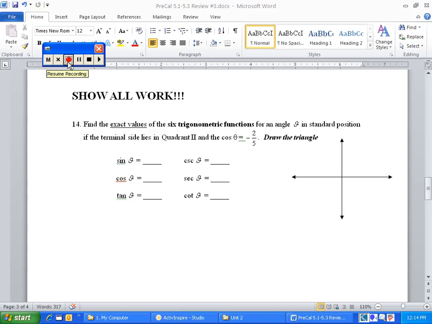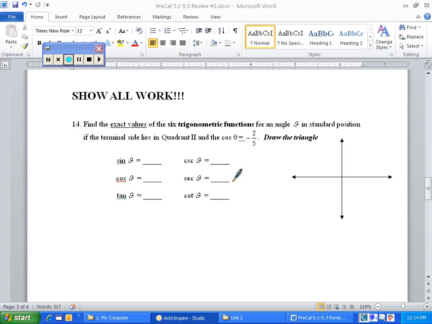Okay, the last section requires you to do some drawing and get the exact values. So the first one says, and really pay close attention, it says here that quadrant 2 is where it lies, and that cosine is negative 2/5. Remember that cosine is equal to x over r. R can never be negative, so that negative 2 is going to be assigned to the 2. So when you write it here, it will be negative 2 over 5. Meaning that secant is 5 over negative 2.